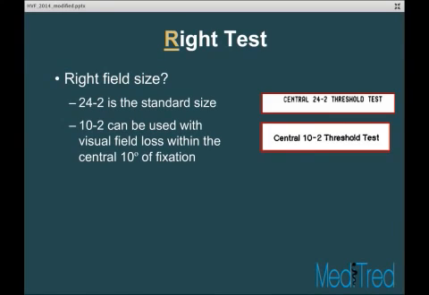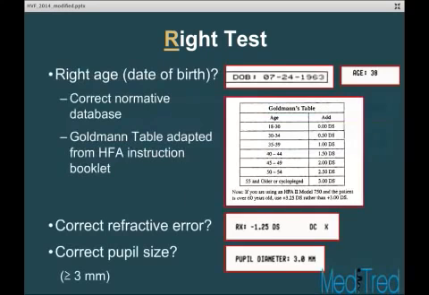Was the right field size chosen? As we mentioned before, a central 24-2 test is commonly used. A 10-2 test can be used with visual field loss within the central 10 degrees of fixation. It should be noted that the test points are closer together with a 10-2 test, being spaced only 2 degrees apart, compared to 6 degrees in a 24-2 or a 30-2 test protocol.